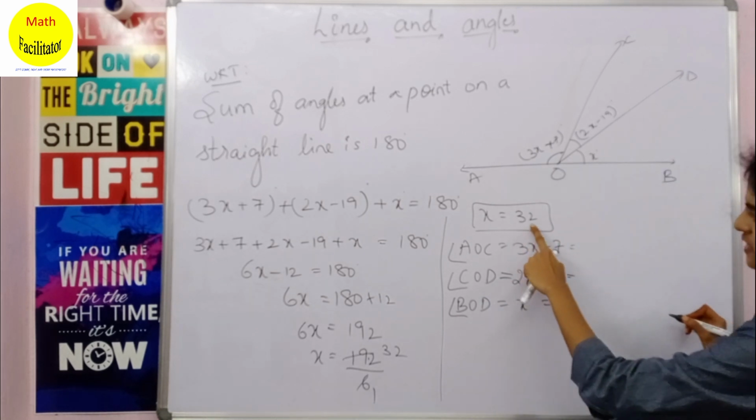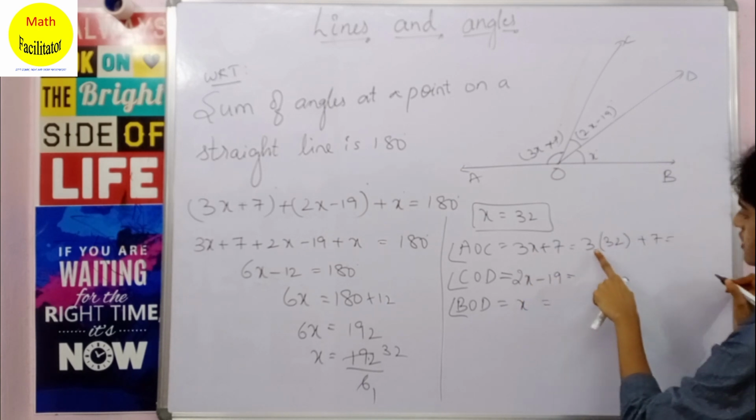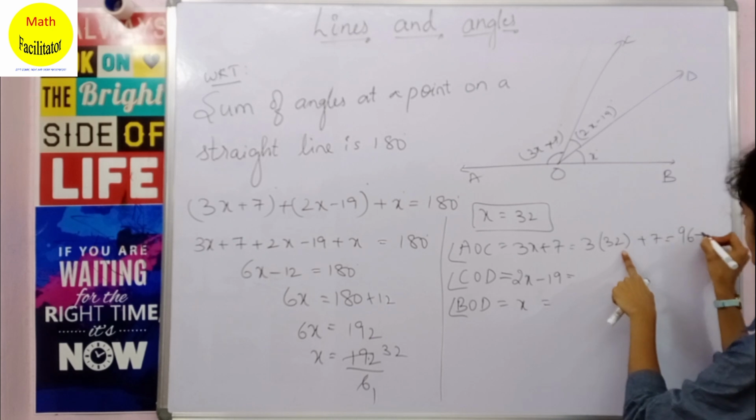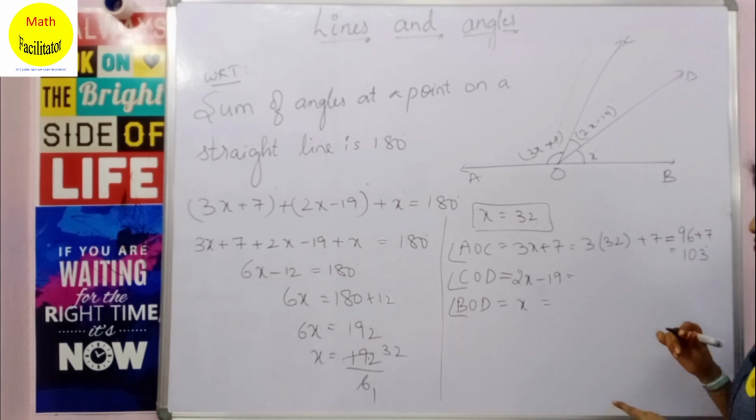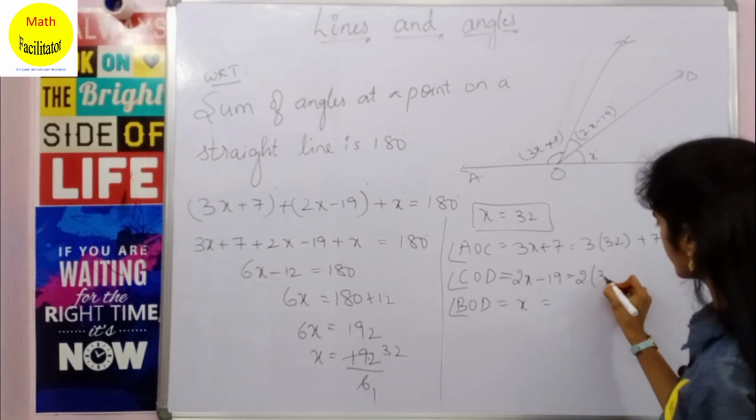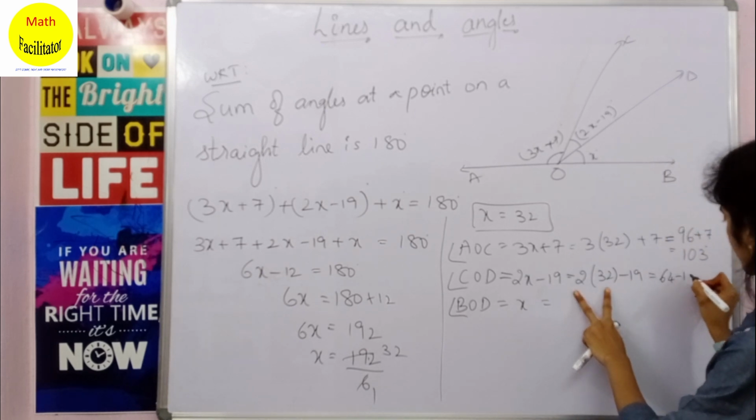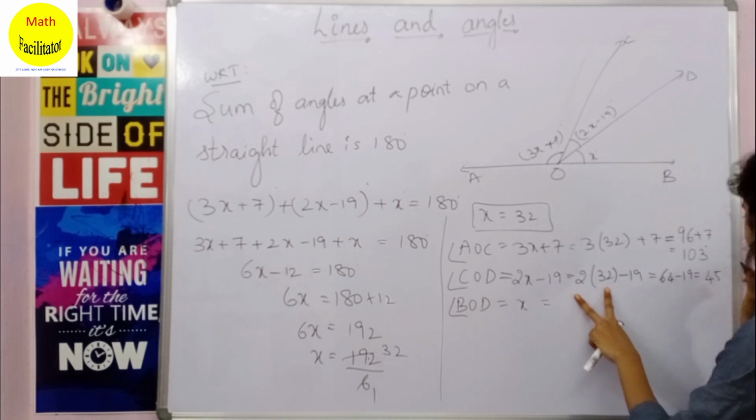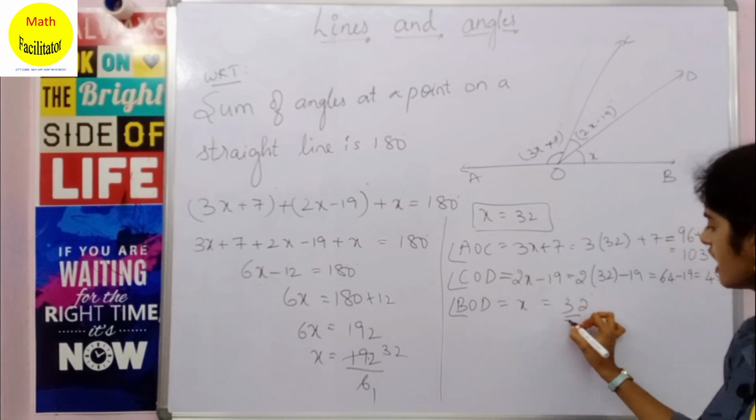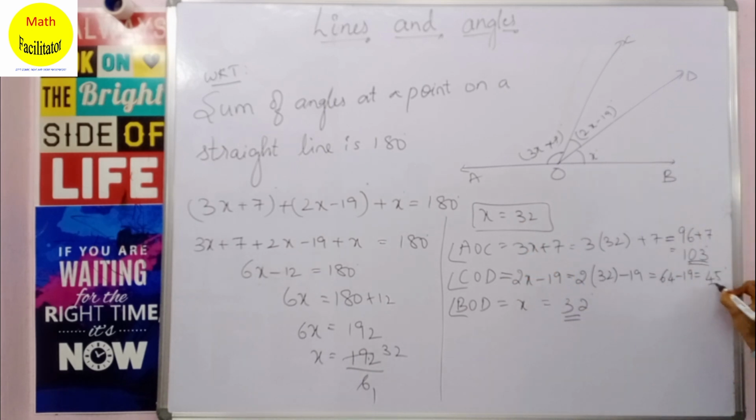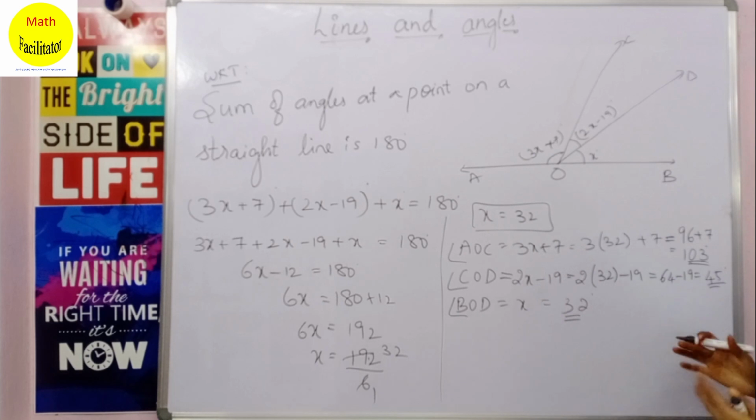So just substitute the value of x here. It is 3 into 32 plus 7. 3 twos are 6, this is 96 plus 7, which is 103 degrees. Then this is 2 into 32 minus 19, which is 64 minus 19, 45 degrees. And x is 32. So these are the answers you got: 103, 45 and 32. And you know that the sum of all these angles should be how much? 180. So let us cross check now.